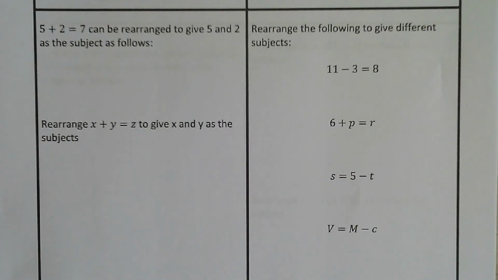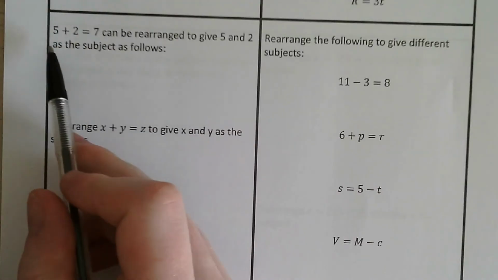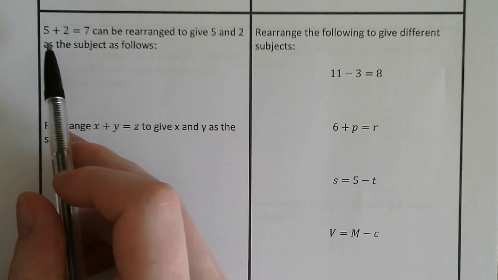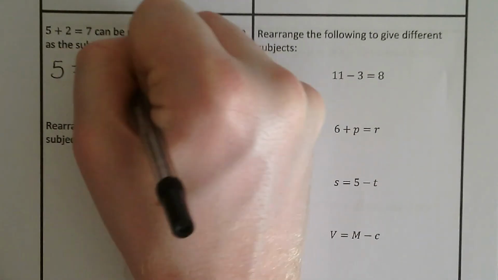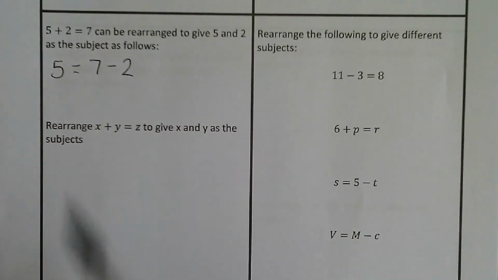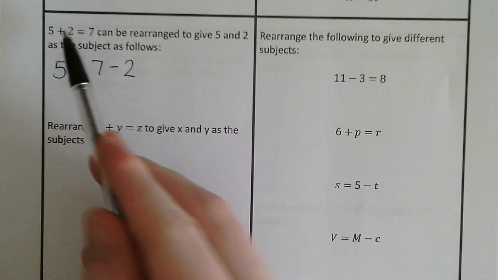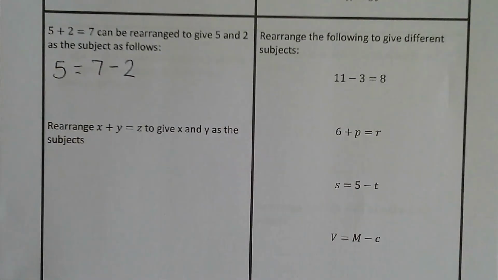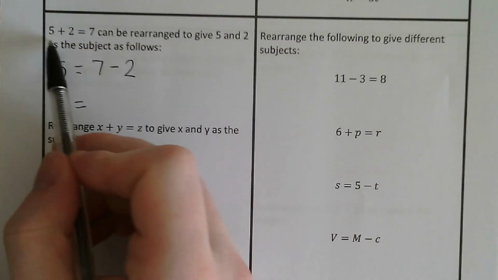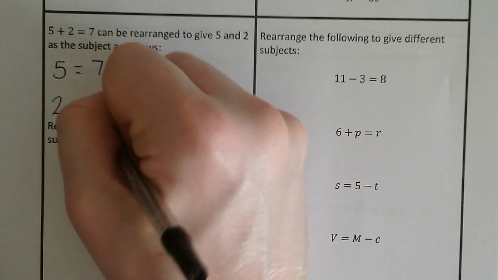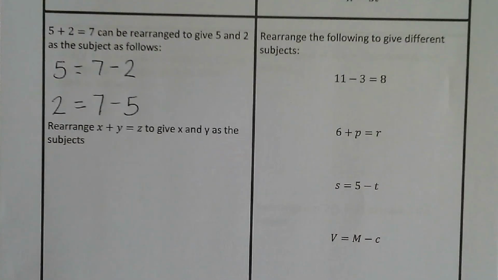In this example, we need to make 5 and 2 the subject. To make 5 the subject here, I need to isolate it away from the plus 2. That would mean subtracting 2 from both sides. That would make this 2 disappear and it would introduce a minus 2 on this side. This calculation makes sense because 7 take away 2 is 5. We can do the same for 2. I would have to get rid of this add 5, so we would subtract 5 from both sides.